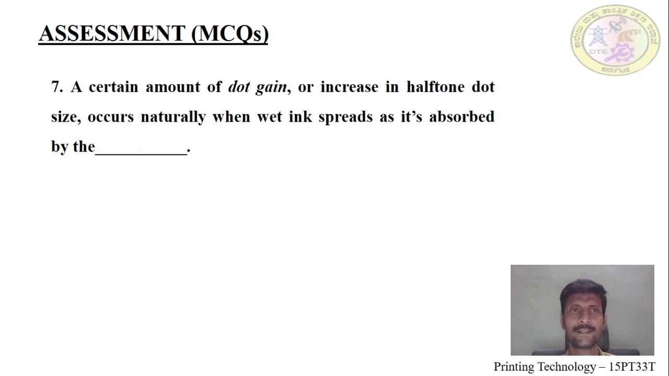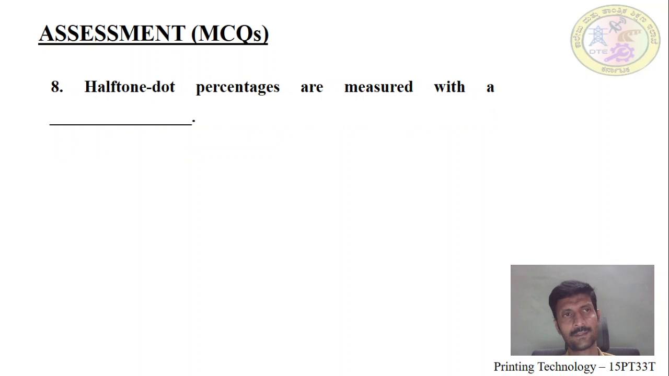Next question. A certain amount of dot gain, or increase in halftone dot size, occurs naturally when wet ink spreads as it is absorbed by the dash. Normally, printing takes place on which substrate? Students, you have studied in the third semester and first semester and all those things. Now we will see the options. I have given the clue also. Paper, film, plate, blanket. Where will the printing take place? Carefully answer it.